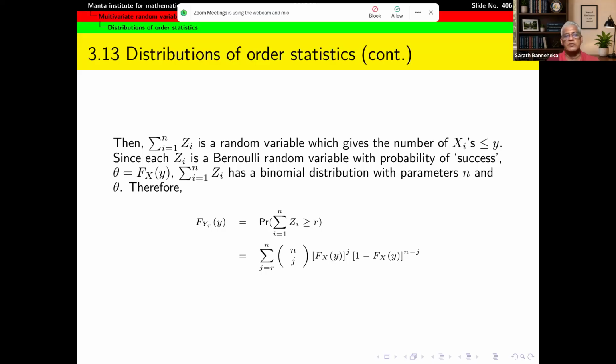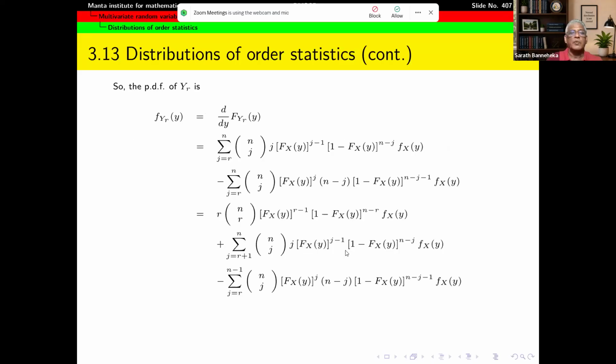Product of functions of y. This is a function of y. This is also a function of y. Therefore, we have to apply the product rule when taking the derivative. So that will give you this expression here, this thing plus this thing, right?